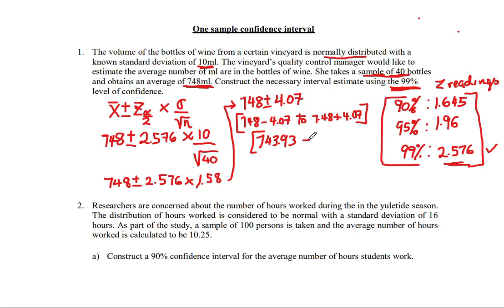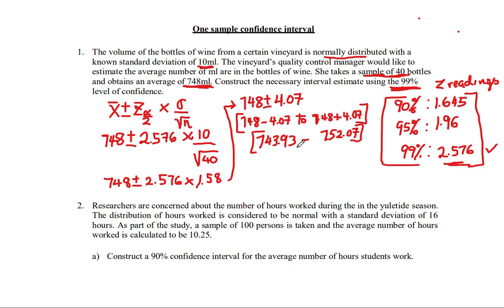The dash there is used to mean "to" in order to represent the range of the interval. So we're now going to take 748 plus 4.07 to get the upper value in the interval. When we take 748 plus 4.07, we get a result of 752.07. So this is our answer.